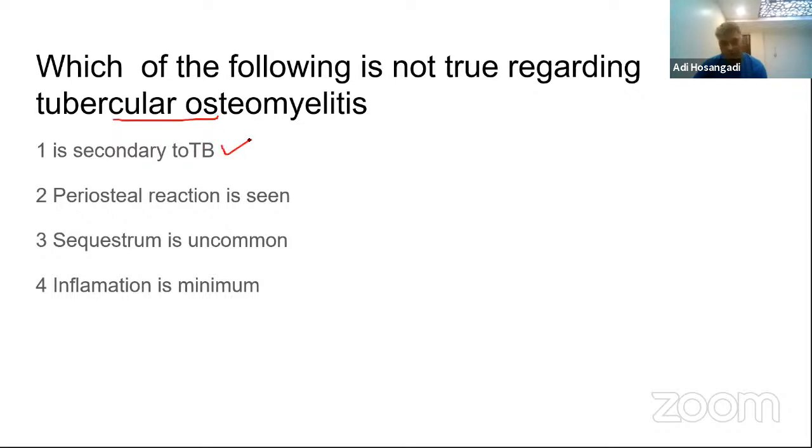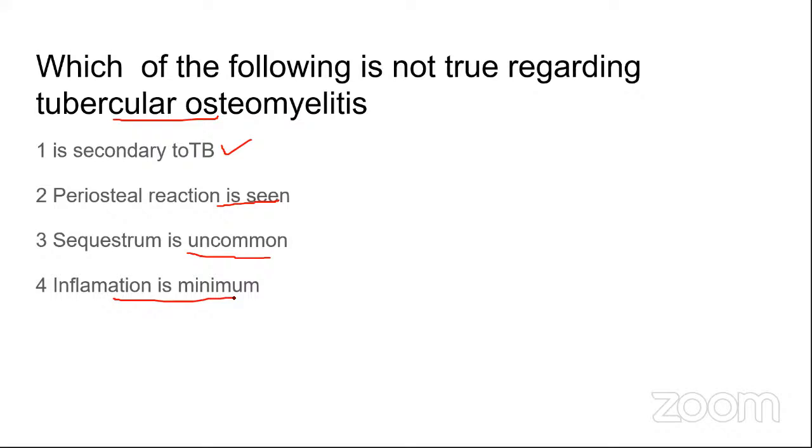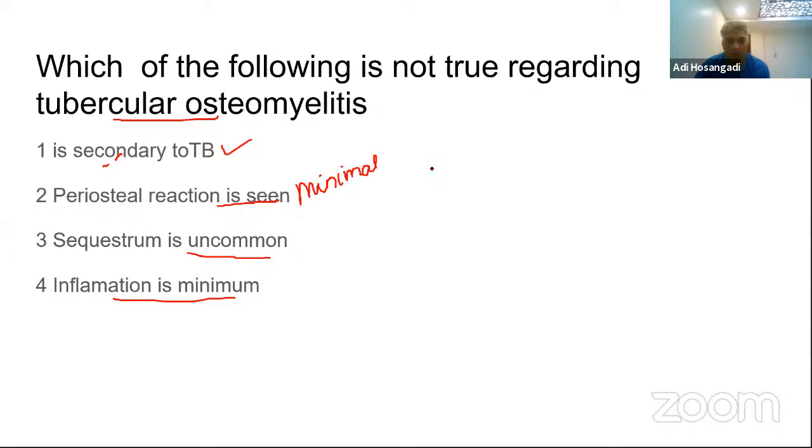Secondary to TB, yes, definitely it should be correct. Periosteal reaction is seen. Sequestrum is uncommon. Inflammation is minimal. So, secondary to tuberculosis, definitely yes. Then periosteal reaction is minimal in tuberculosis. It is a chronic low-grade infection, so periosteal reaction is very less. Sequestrum is uncommon? False. Sequestrum is common. Inflammation is minimum. So the answer, sequestrum is uncommon, is the correct answer.